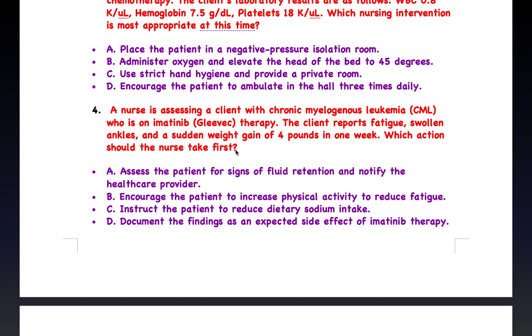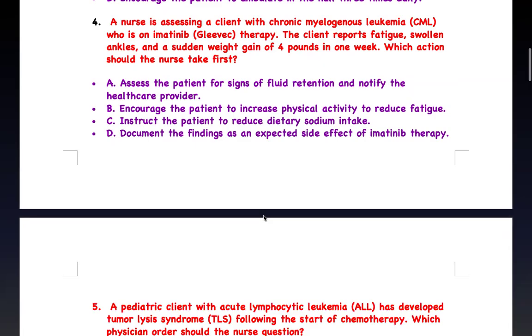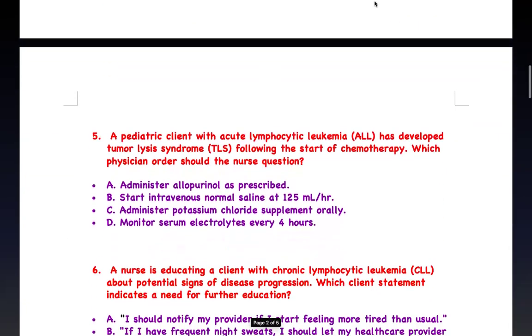Fatigue, swollen ankles, and sudden weight gain of 4 pounds in a week is fluid overload. Therefore, assess the client for signs of fluid overload and notify the healthcare provider. This answers the question. The other options are irrelevant. Document the finding as an expected side effect? No. Even though fatigue and swelling can be a side effect, you should not document it and leave it alone. The patient is not doing well. Ensure the patient reduces dietary intake? It's a bad side effect, so you should do something about it.